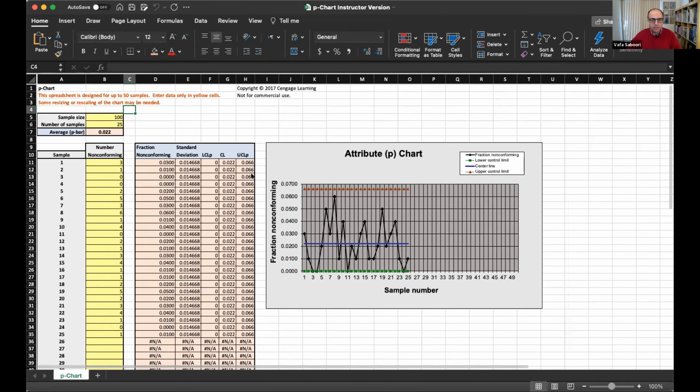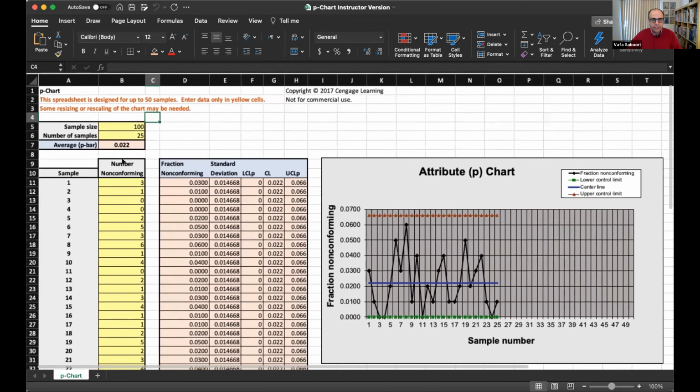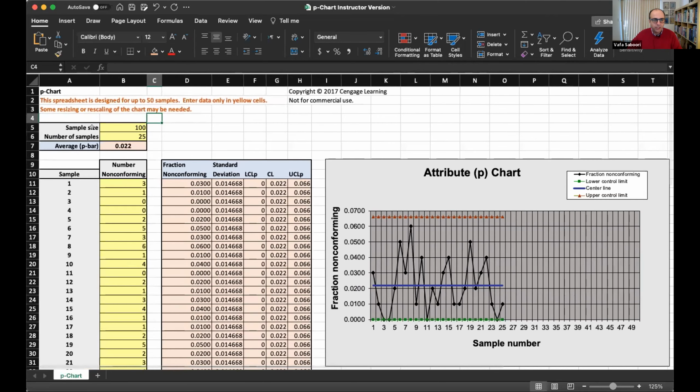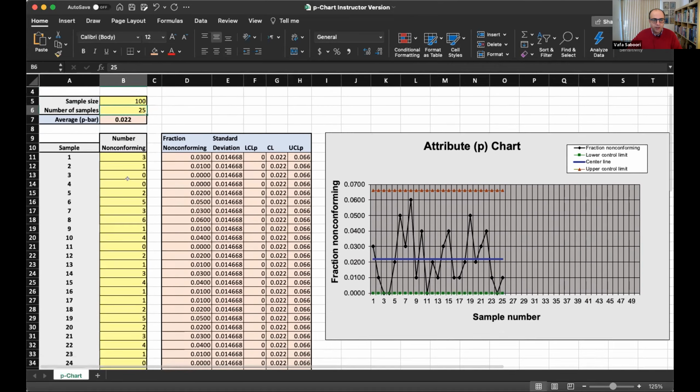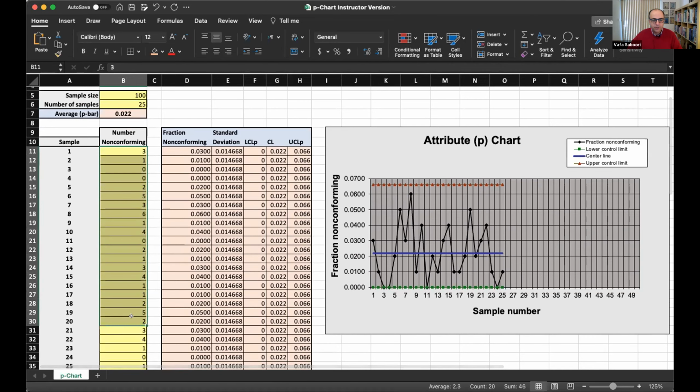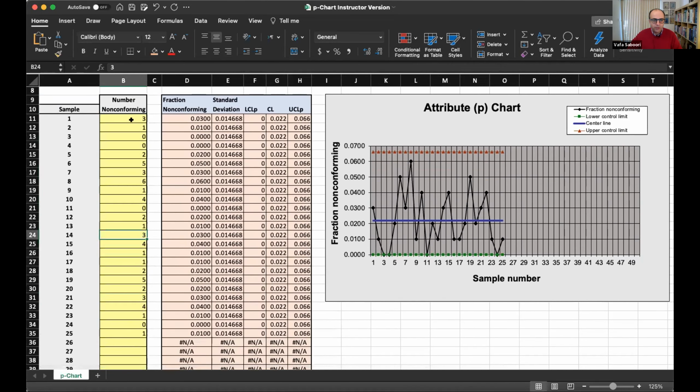So this is my p chart. This is exactly the same problem that we just reviewed. Again, like all other templates, you only enter your data in the yellow cells. So this is your sample size of 100, number of samples of 25, and then you enter your number of errors or number of non-conformance here in these cells.